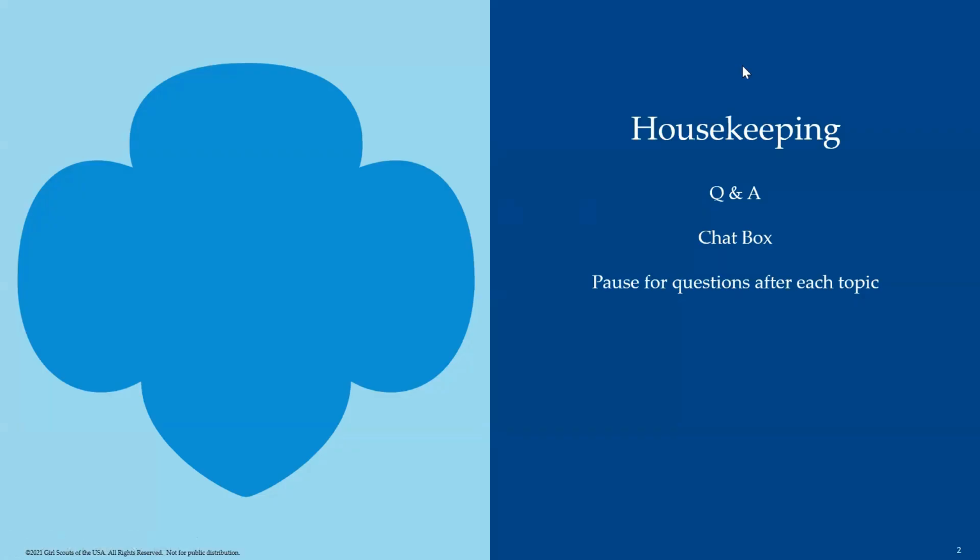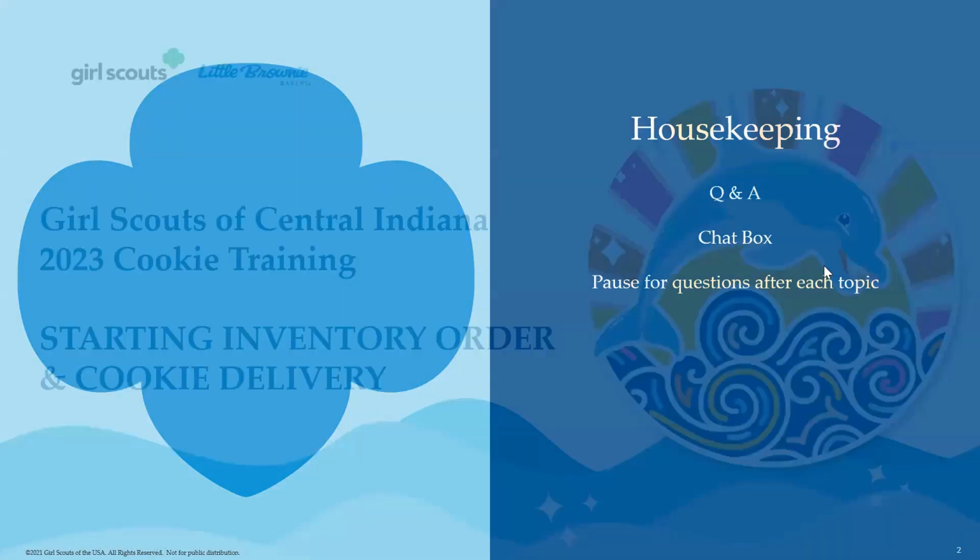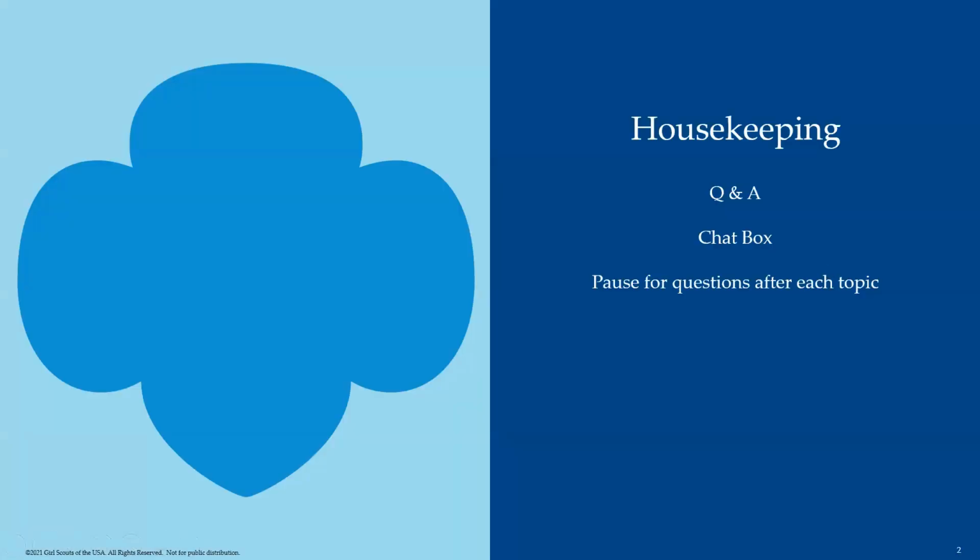Let's get started here. Just a little bit of housekeeping. There's a Q&A box, a chat box, and after each of the topics, I will pause for questions. If you have any questions that come up, you can put them in the Q&A box or the chat box or raise your hand. However, we will wait until I've talked about the entire topic, and then we'll stop to answer any questions that didn't get answered as I covered it.